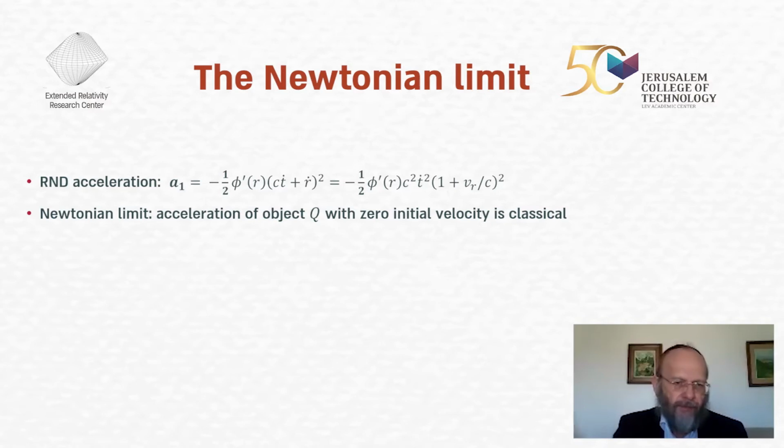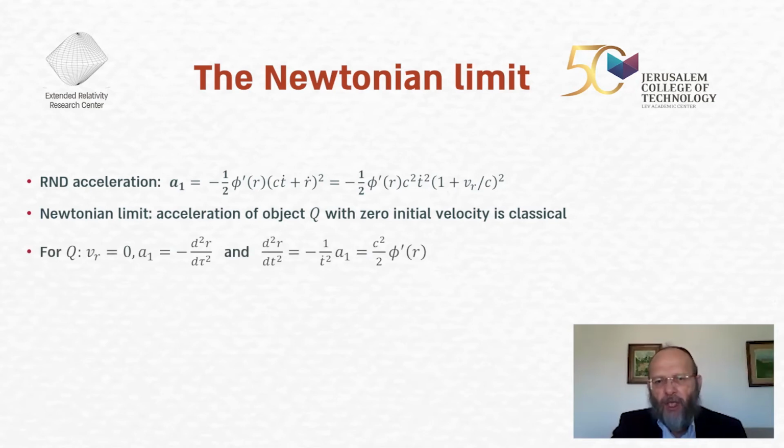Newtonian limit, what does it mean? The acceleration of an object q with zero initial velocity is classical. It means you have to be able to compare this acceleration to the classical one. But you have to be careful. A1 is not the same acceleration. It's not the d²r/dt². So how will we compare it?